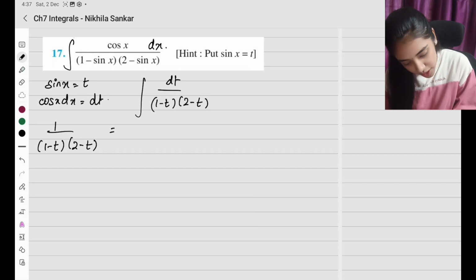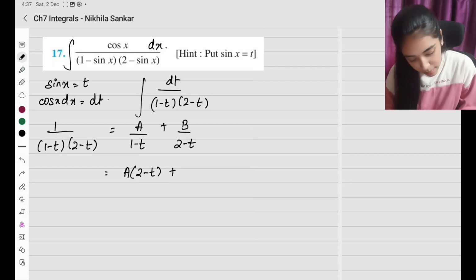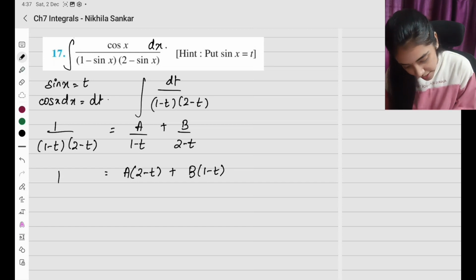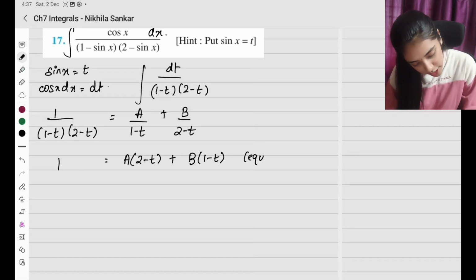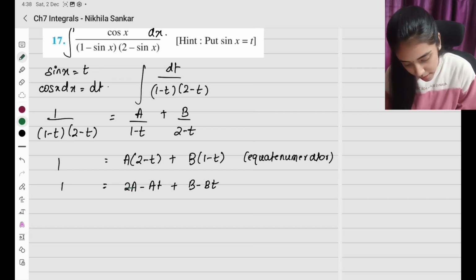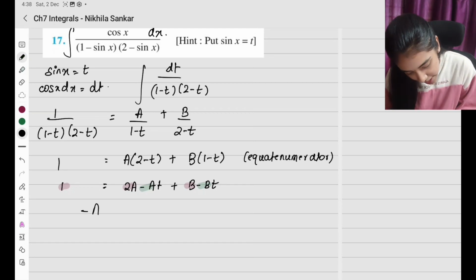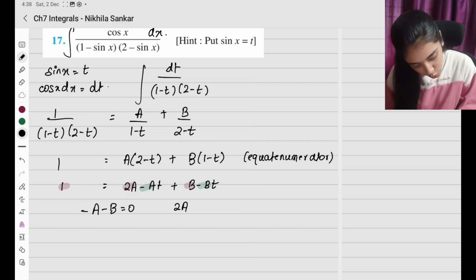Now you can take partial fractions. So a divided by 1 minus t plus b divided by 2 minus t. When I take the LCM, a times 2 minus t plus b times 1 minus t equals 1. Denominators are equal, so I'm going to equate the numerator. When I multiply, 2a minus at plus b minus bt equals 1. I can equate 2a plus b to 1 and I can equate minus a minus b to 0, correct? There is no t term coefficient on the right. So I have minus a minus b equals 0. 2a plus b equals 1.